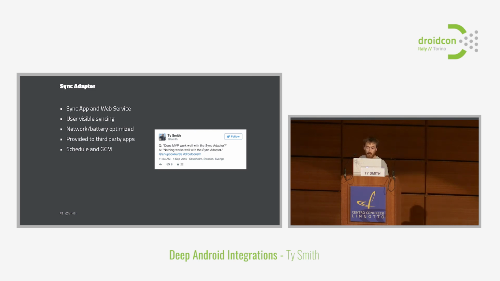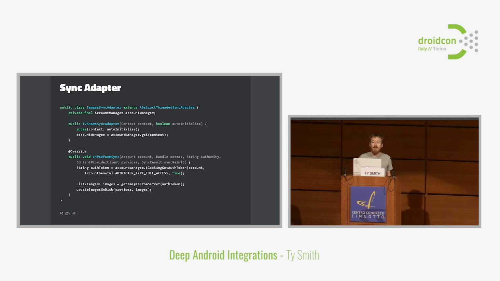To implement the sync adapter, we just need to subclass the AbstractThreadedSyncAdapter class. The most important part of this is the onPerformSync method, so it's the one we're going to walk through quickly. It runs on a background thread already, so you don't really need to worry about blocking. And in this example, we use the account manager to get the account that we stored earlier, and then we can request images from our server and then store them to disk using the provided content provider.